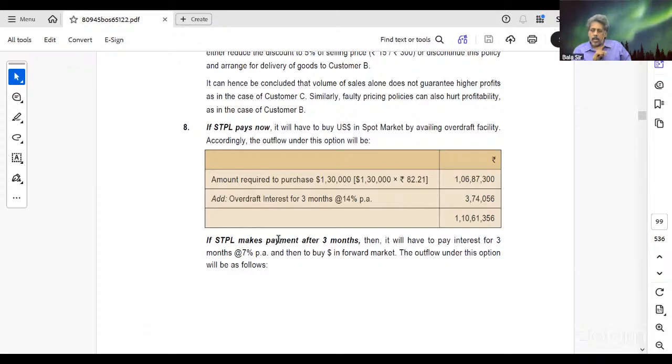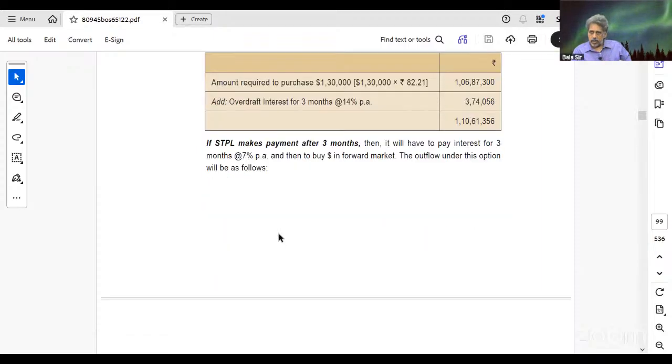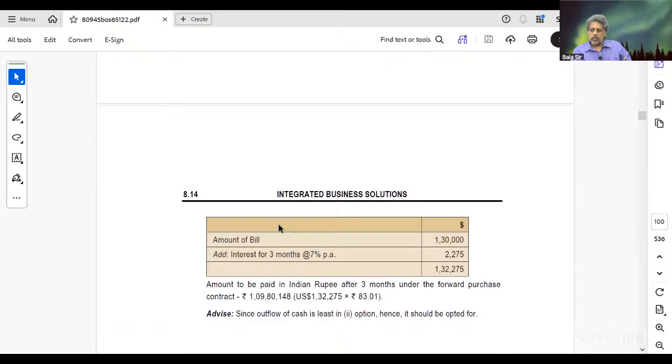So just see, $130,000, right? And then add interest at what rate? 7%, right? So $130,000 into 7 by 100 into 3 by 12. How much, sir? $2,275. In all, you're supposed to pay how much? $132,275 in 3 months' time.